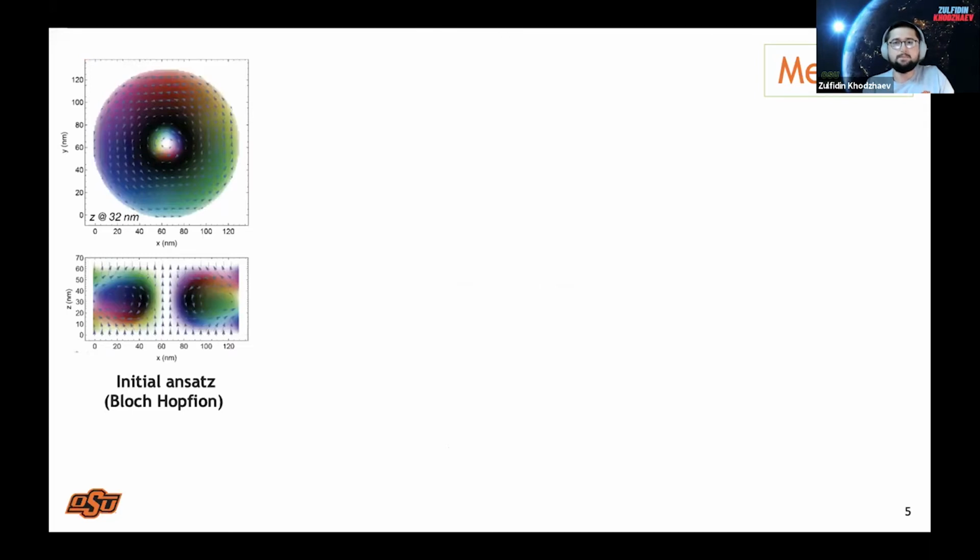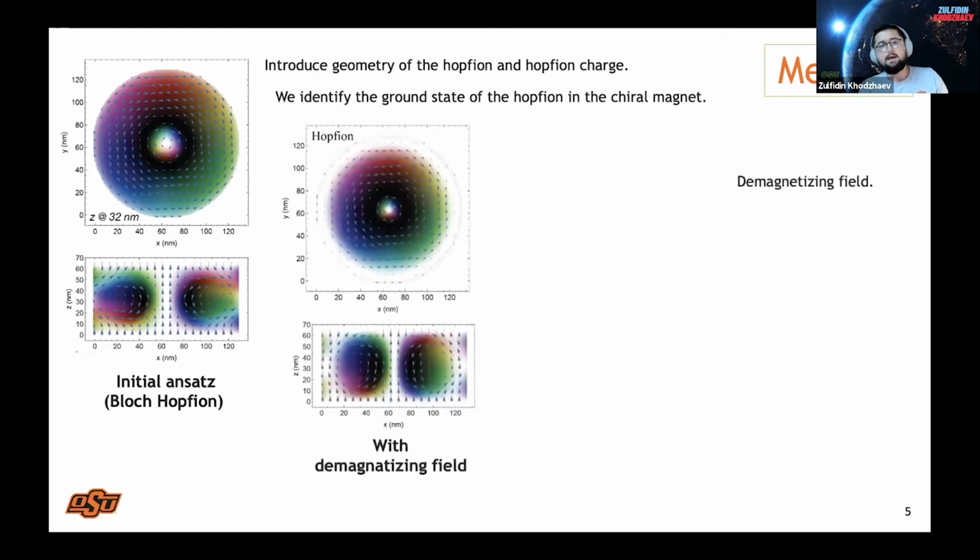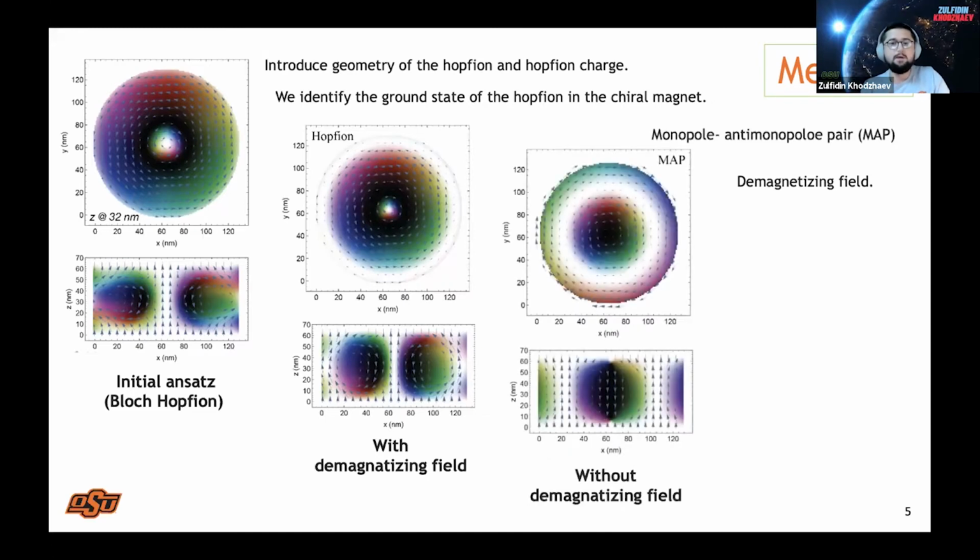Now, let's go over the method. First, we introduced the geometry of the Hopfion and the Hopfion charge. So we wrote the initial ansatz. We've done all our simulations using MuMax3, if that helps. And then we identified the ground state of the Hopfion in the chiral magnet. The ground state of the initial ansatz ends up being a Hopfion whenever we used a demagnetizing field. But there is another ground state of the initial ansatz: the monopole anti-monopole pair. So whenever there is no demagnetizing field, the ground state of the initial ansatz ends up being a MAP.